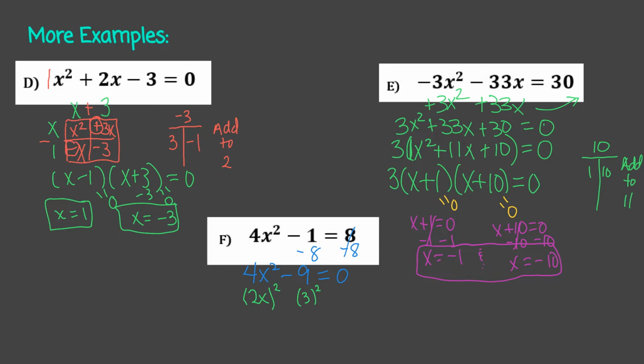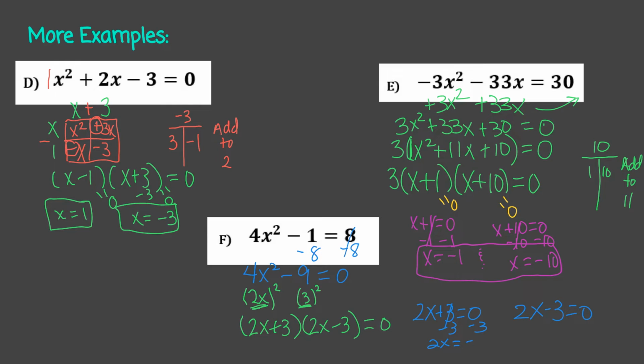So for this pattern, this is a difference of squares, and if you'll remember, difference of squares always takes these values and make one of them a plus, so 2x plus 3, and on the other one it would be 2x minus 3. And those are equal to 0. So at this point, I'm going to set each of them equal to 0. So 2x plus 3 equals 0, and 2x minus 3 equals 0. So I would have to subtract 3.